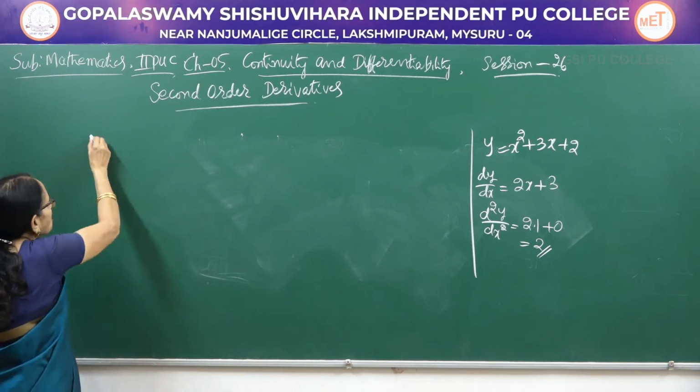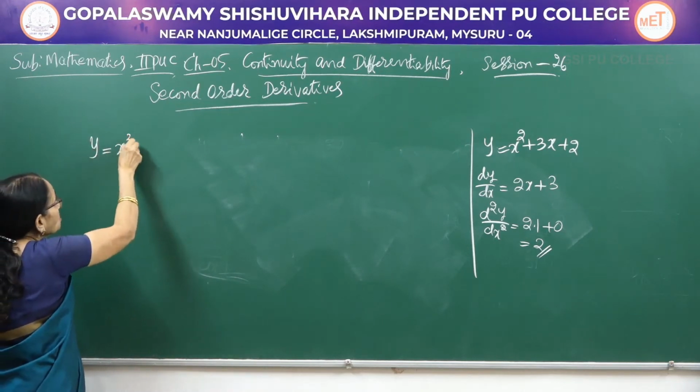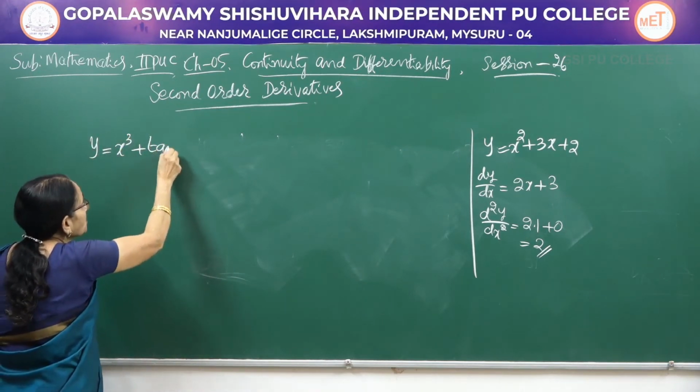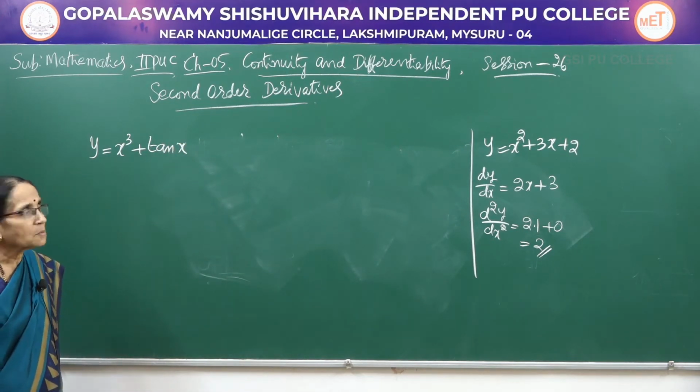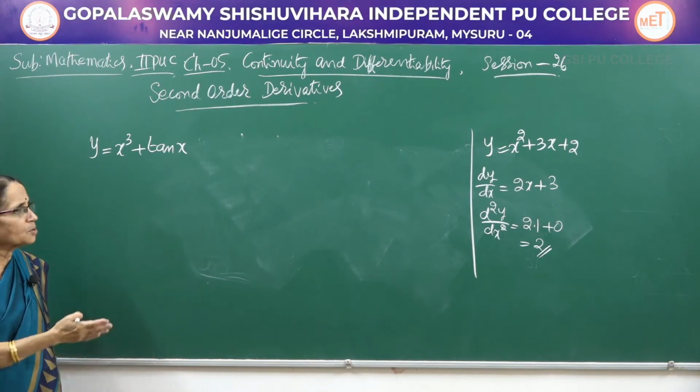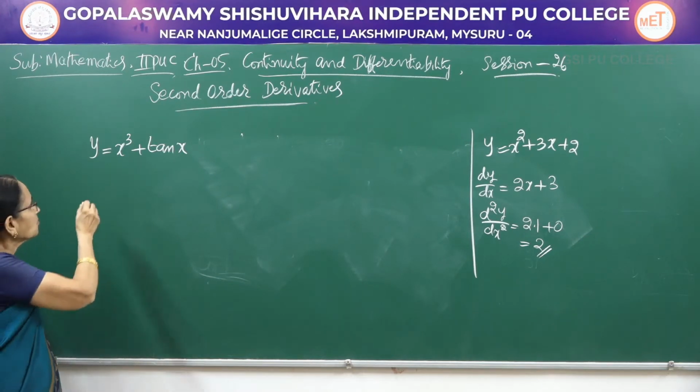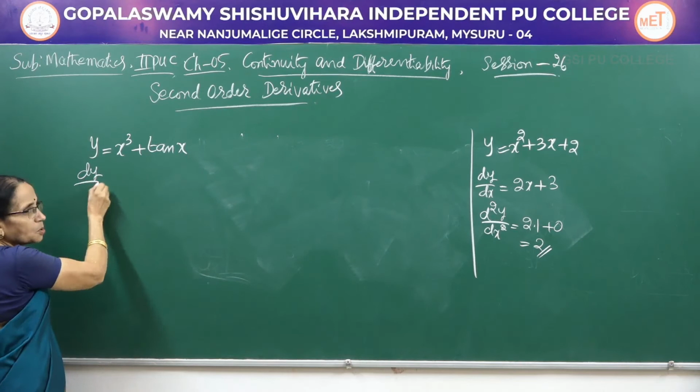Now let me consider another problem. y is equal to x cube plus tan x. See, both those problems were quite simple. Even for the second derivative we applied the same rule. Now differentiate here with respect to x.